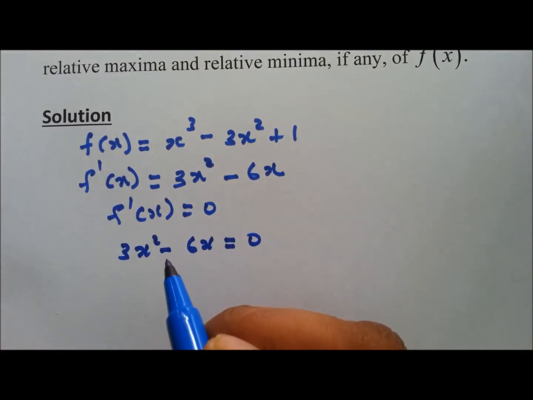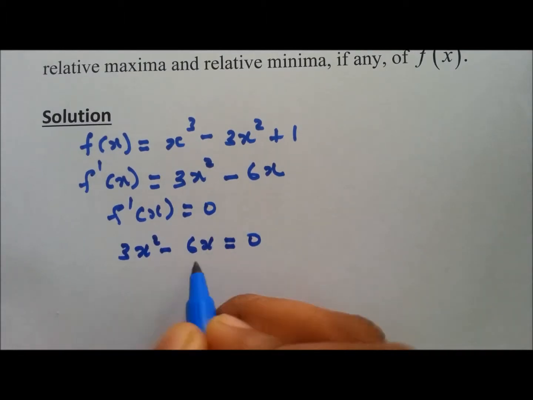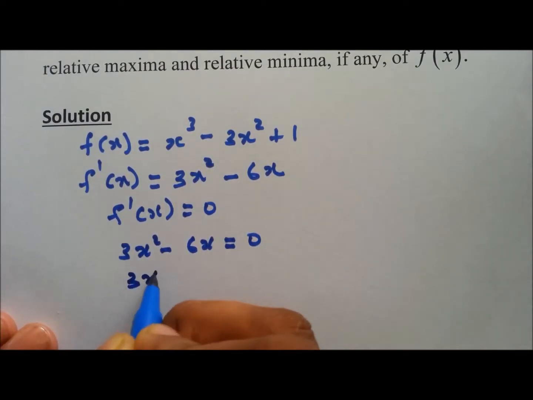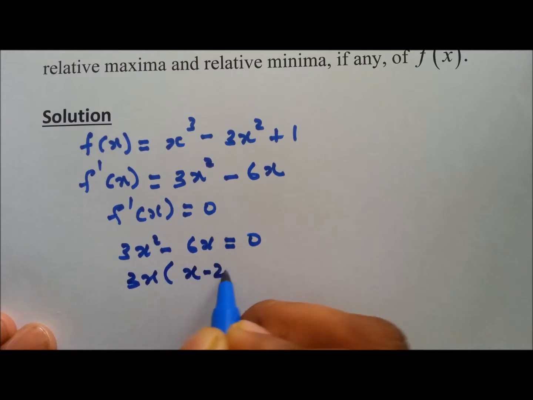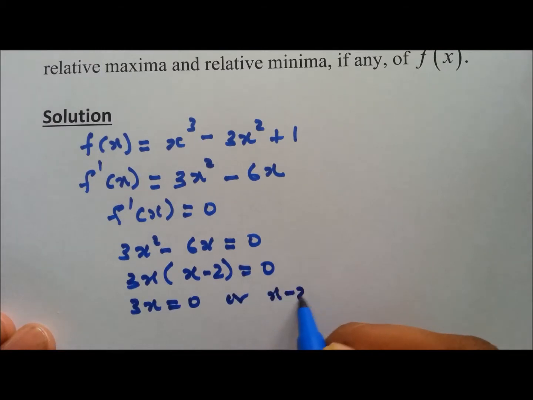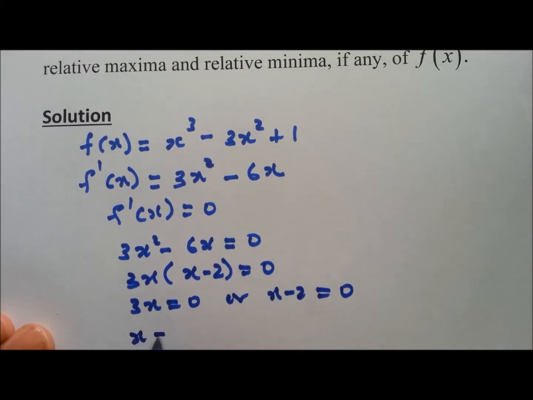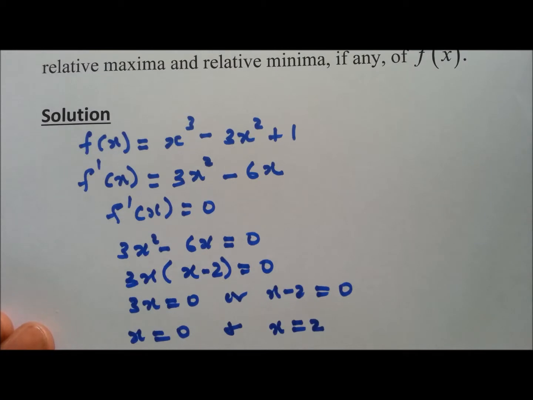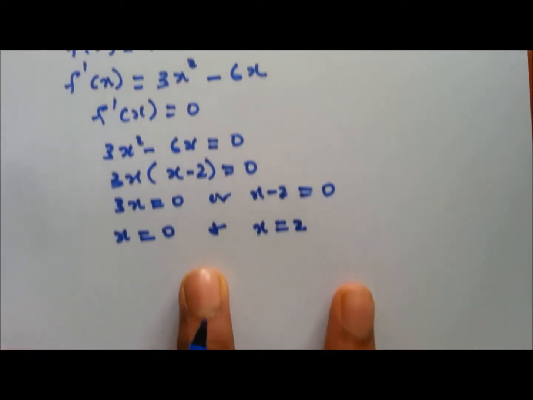Let's solve for x. 3x is common to both, so we have 3x times (x minus 2) is equal to 0. Therefore 3x is equal to 0 or x minus 2 is equal to 0. So we get x is equal to 0 and x is equal to 2. These are my critical points: x is equal to 0 and x is equal to 2.